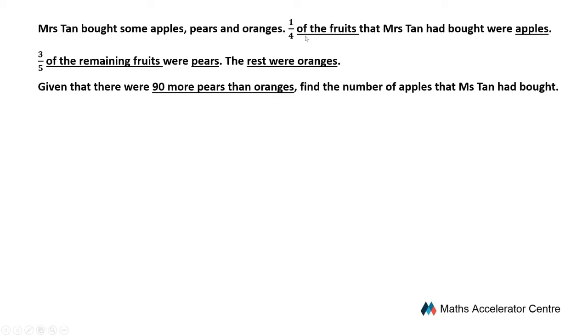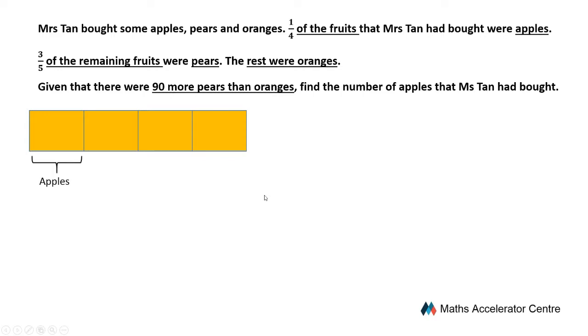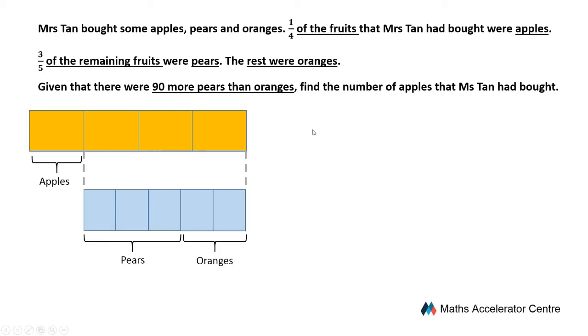Okay, based on this information here that says that 1/4 of the fruits were apples, we know that the total number of fruits can be divided into 4 parts. Out of 4 parts, 1 part belongs to the apples. Next, based on this information here that states that 3/5 of the remaining fruits were pears, we know that the remaining fruits can be divided into 5 smaller units. And out of those 5 smaller units, 3 of them belong to the pears and 2 other units belong to the oranges.